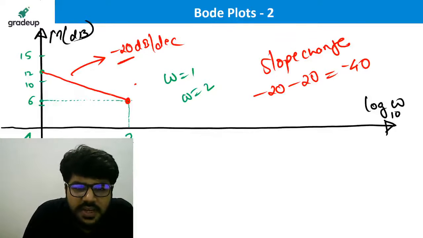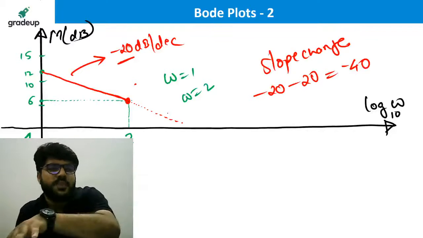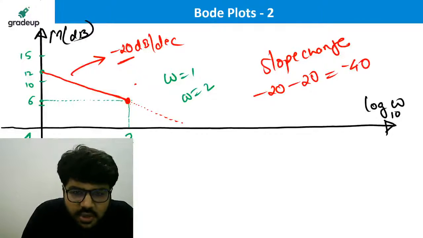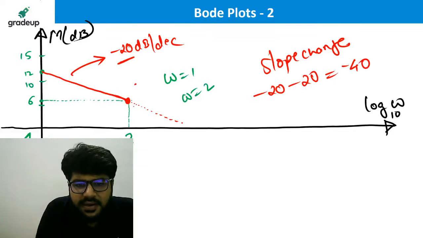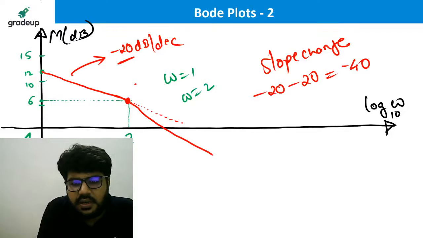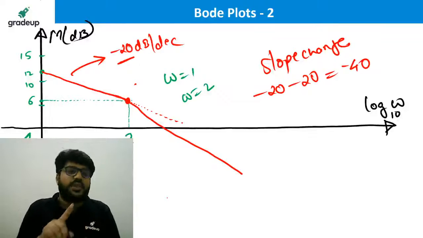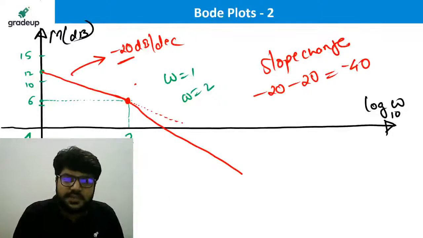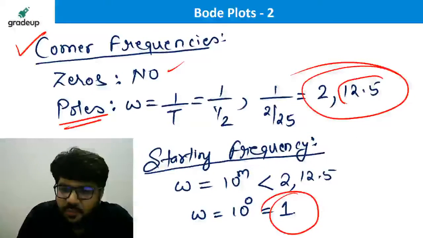Suppose there was no corner frequency, then this line would have extended with the same slope. But because there is a corner frequency, the slope will change and it bends downwards. Just slightly bend it a little bit downwards. Now, where will you take this line up to? Take this line up to the next slope change point, which is the next corner frequency in sequence, equal to 12.5.